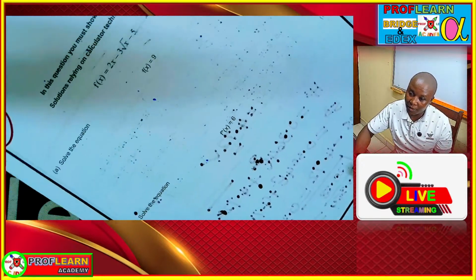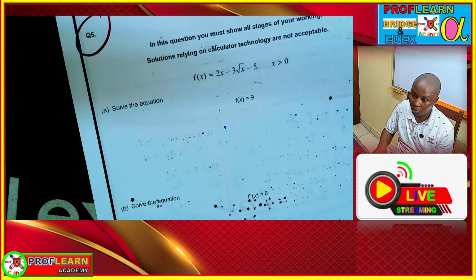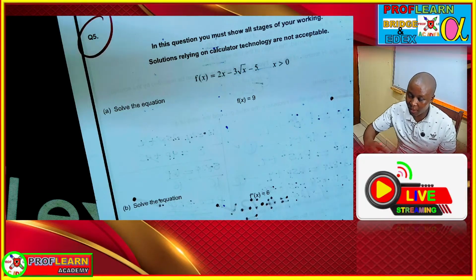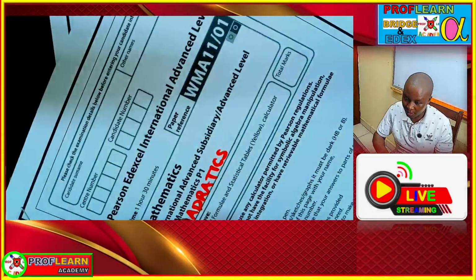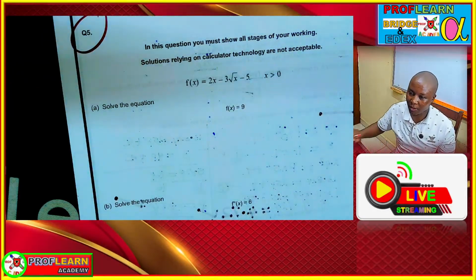So we are having question 5. Question 5 is a question I'm giving you as your assignment. Write in the comment section what you are supposed to do and what the answers are, so that when I'm going to work out the next tutorial, that is quadratics, I'll be able to give you the answer to this, what you are expected to do.